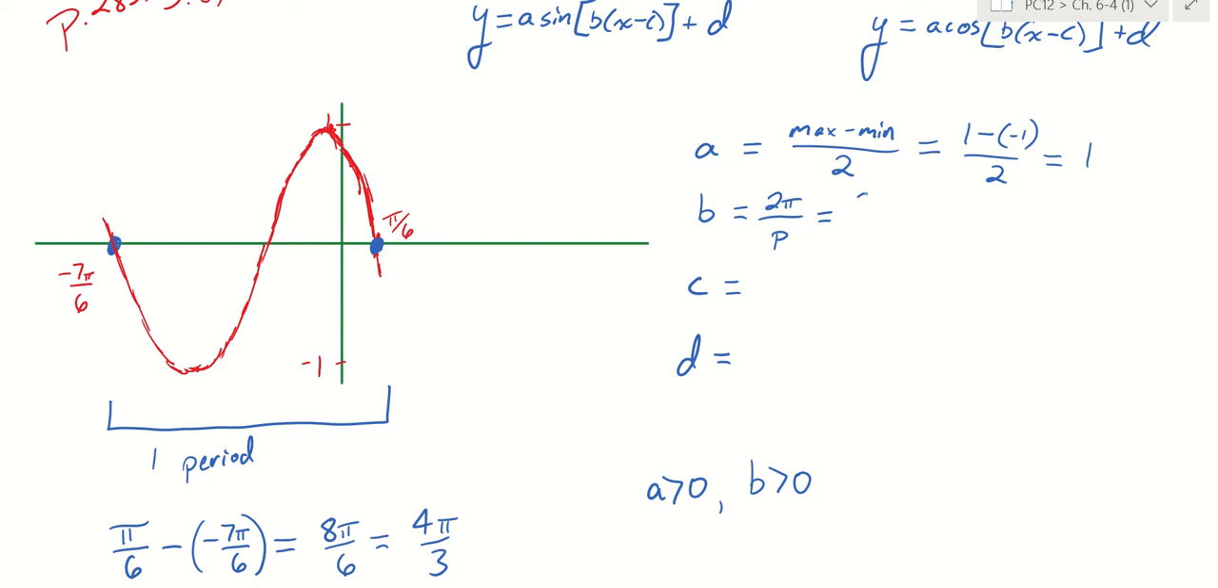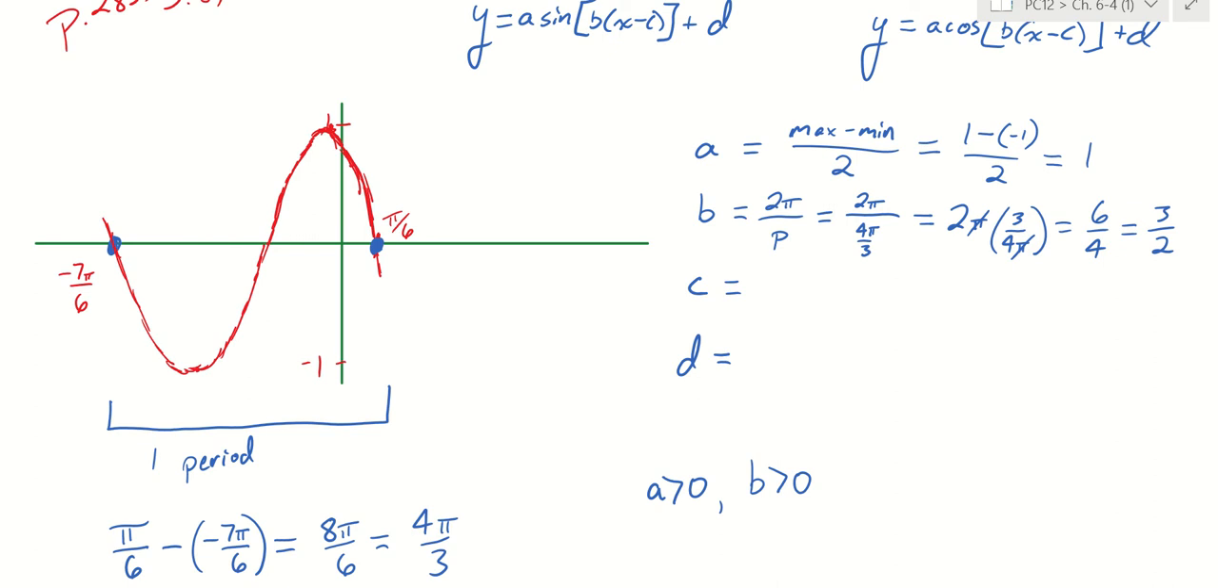Let's write that down. This is going to be 2 pi over 4 pi over 3. And if we have one number, 2 pi, divided by a fraction, that's the same thing as saying 2 pi times the reciprocal of that fraction, 3 over 4 pi. And these factors of pi will cancel. And what else? Well, we will have 6 over 4, or divide the top and bottom by 2, we'll have 3 over 2. So that's the b value. The b value should be 3 over 2.